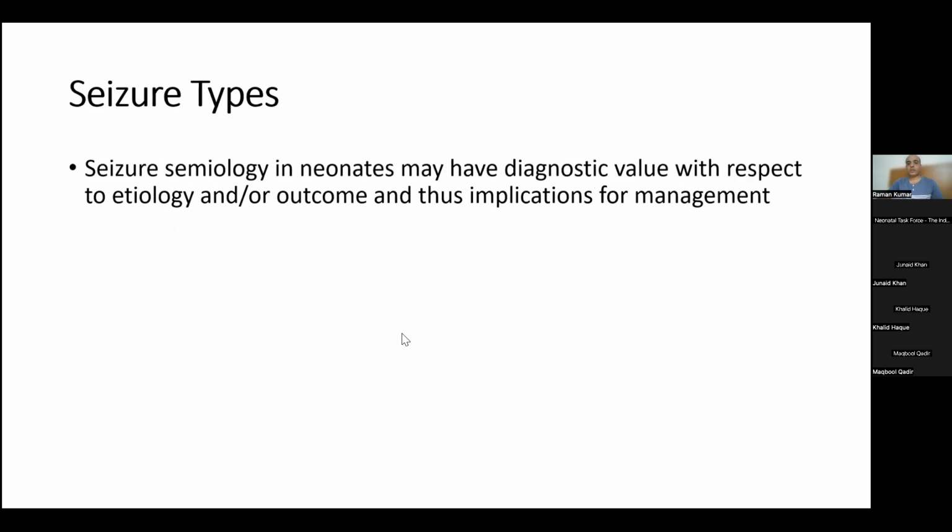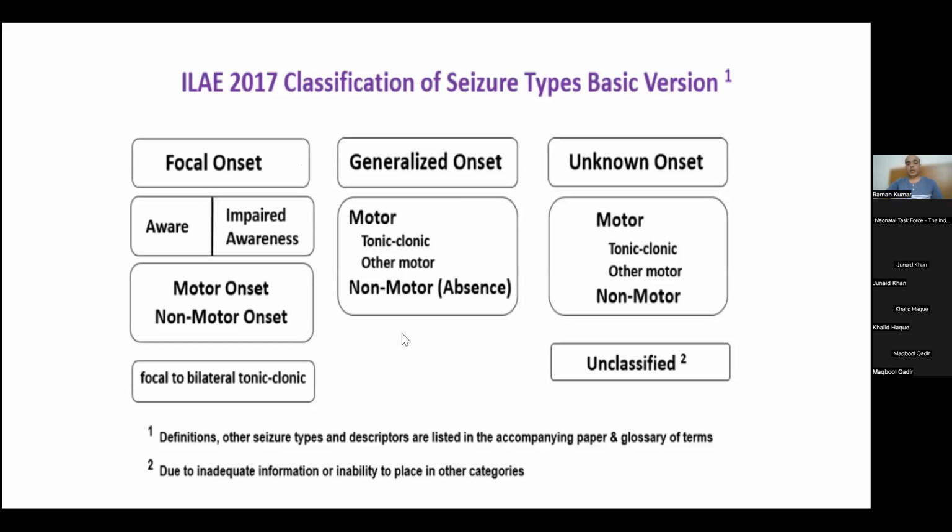the seizure types. What are the seizure types, and do they actually have diagnostic implication or not? The ILAE, International League Against Epilepsy, in 2017 classified seizures as focal onset, generalized, and unknown onset. But this was for the older children, not for the neonates. This doesn't fit the neonate, because we don't talk about onset in neonates. We don't actually pick the onset, how did it start, and there are no generalized seizures in the neonate. So whether it is focal or generalized, we don't do it.